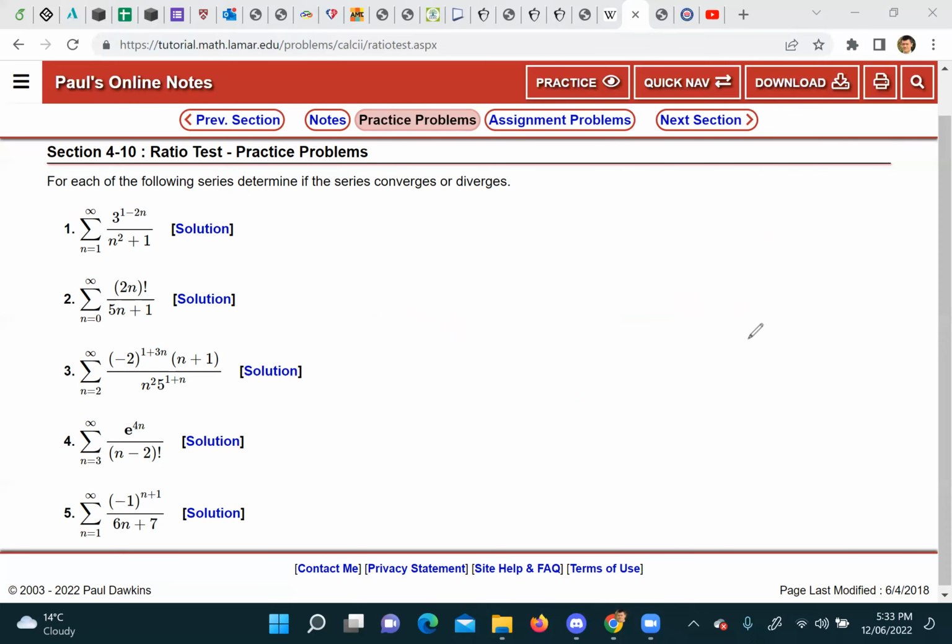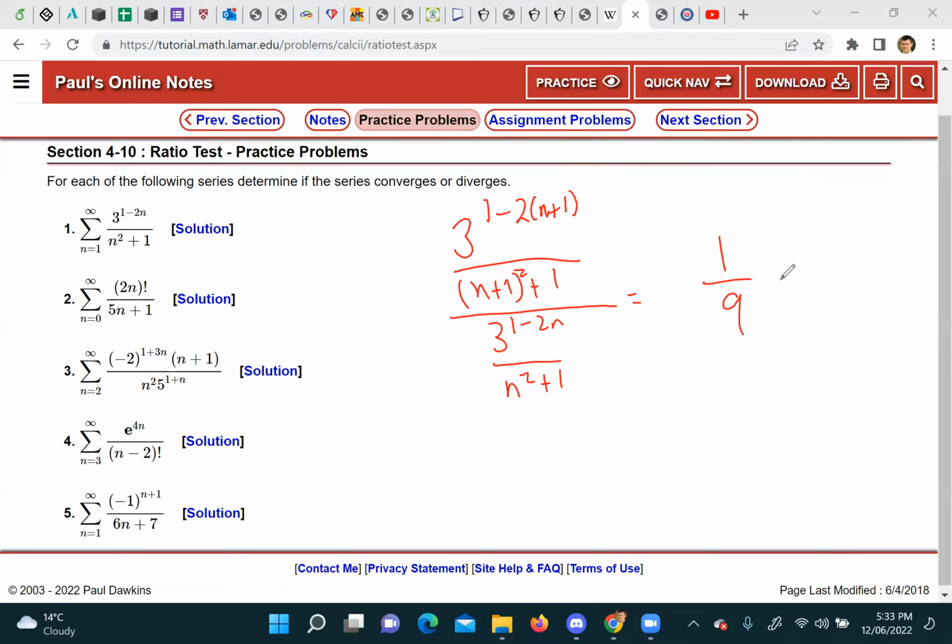Alright, what was your one? So we did number 1. 3 to the 1 minus 2n plus 1, divided by n plus 1 squared, plus 1, divided by 3 to the 1 minus 2n divided by n squared plus 1. Don't even bother expanding. Do the flip. So it's 1 on 9, just like top and bottom. 1 on 9 times n squared plus 1.